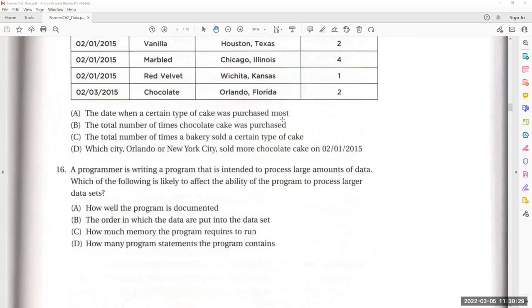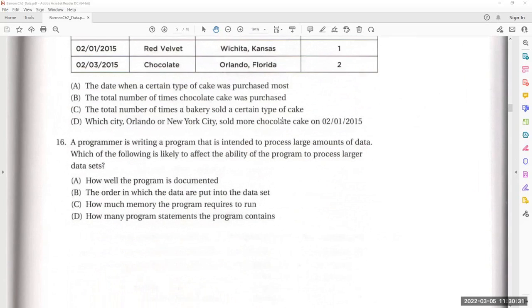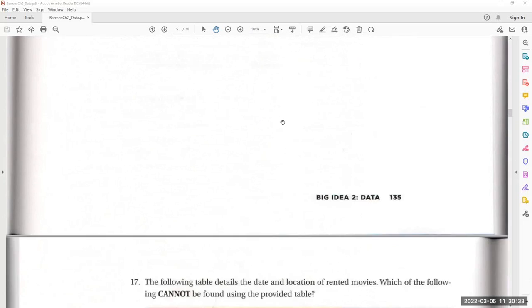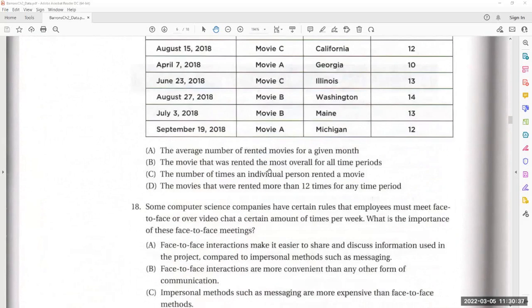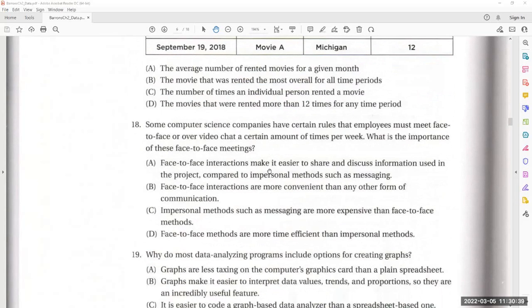Okay. Let me jump a little bit. This one repeats, so we don't do that. Okay, number 18. Go back to Alex Zhang. Number 18.